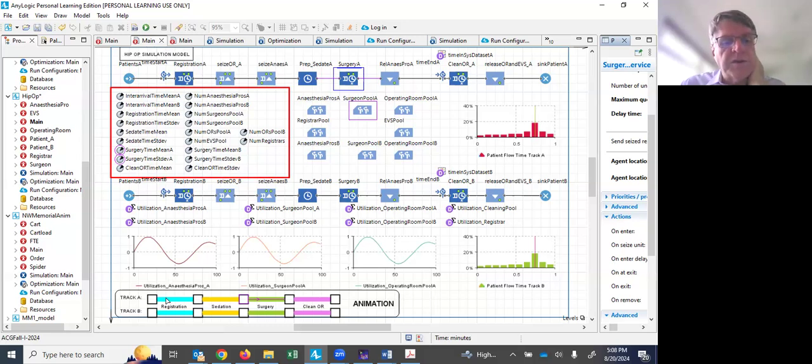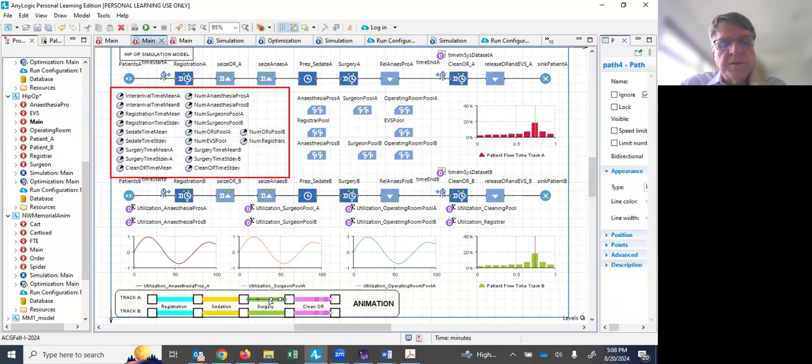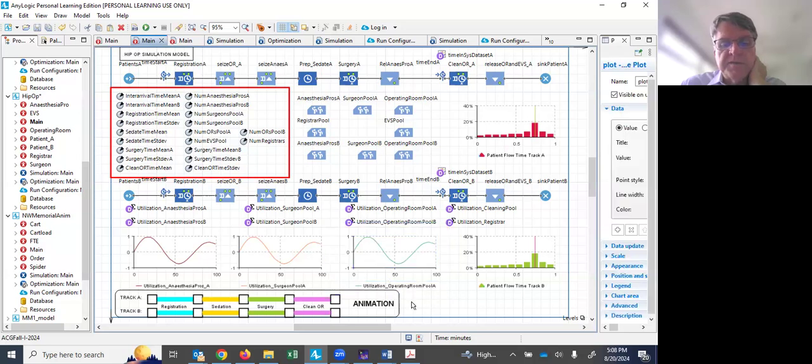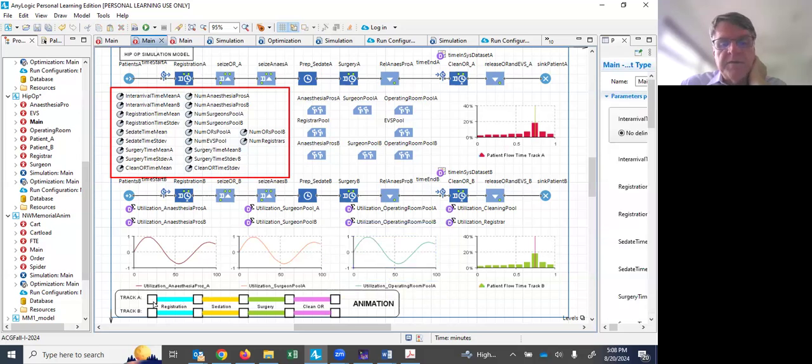There's also an animation here. I see that I've got an extra little arrow there. That's fine. Basically, this is going to track, in each of these two OR tracks, where the patient and the different agents are. So I hope that's enough. We may have to come back and consider just a few things.